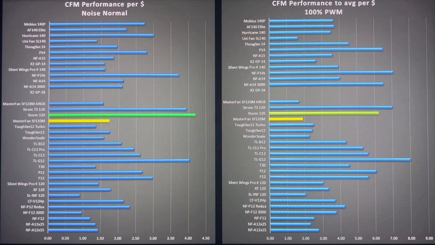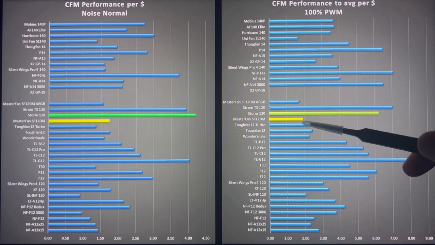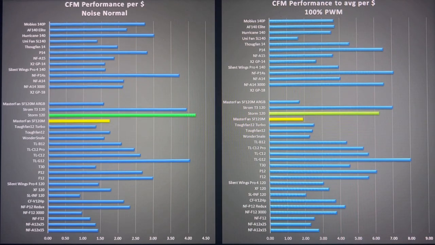Taking a look at once we're running at 100% PWM fan ceiling, the Storms continue to do well. Though they lost their chart topper category, they are still ranked second and third, so that is a good position for those fans to be in. And that comes down to their triple pack price, where the Storm is $12. The Master Fan has become very middle of the road. It's not a bad position to be in, it's just not a top value fan.